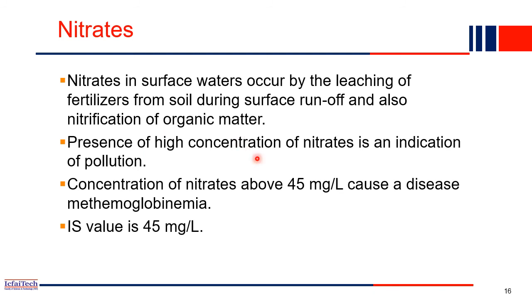The presence of highly concentrated nitrates is an indication of pollution, right? If you chemically test a water sample and find a large number of nitrates present in the water, that means there is more pollution in the water, right? The concentration of nitrate should not be above 45 milligram per liter, as it causes disease. So the highest value should be less than 45 milligram per liter of nitrate.